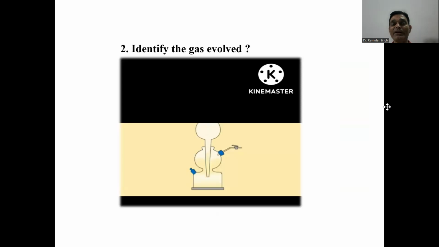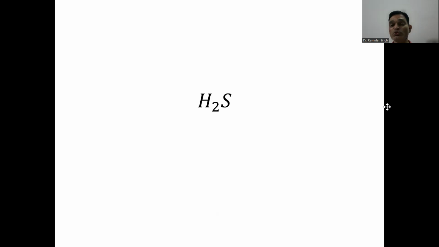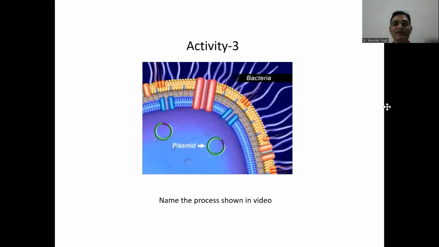The next one: identify the gas evolved. When you have iron sulfide in that instrument and you add some amount of acid here, name the gas evolved. The gas evolved is H2S gas and the apparatus is called the Kipp's apparatus. The apparatus was the Kipp's apparatus, and the gas evolved is H2S gas. Next question.